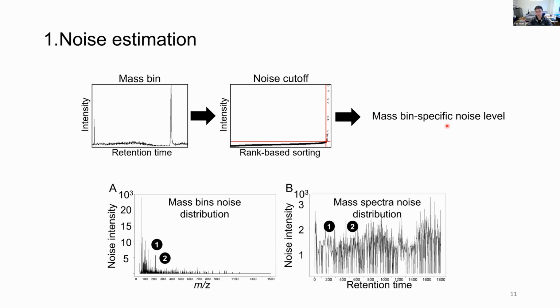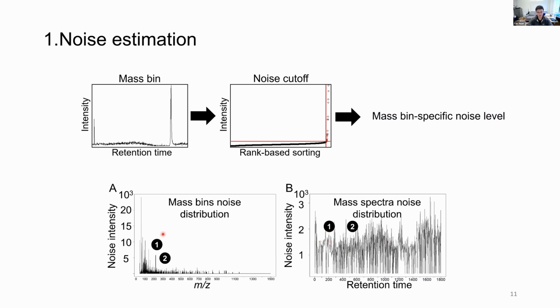Why is that important? Because conventionally, the way people estimate the noise level for peak picking is to look into each mass spectrum and find the noise level from there. But notably, the noise level in the mass bins actually varies a lot, while the noise level in mass spectra is usually quite stable. As we can see in figure B here, we look at the mass spectra of different retention times, and the y-axis is the noise level. We find the noise level is all around 10 to the 3 for the QTOF instrument that we use in the lab.